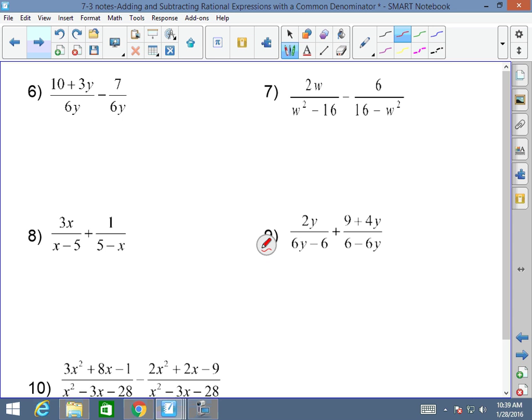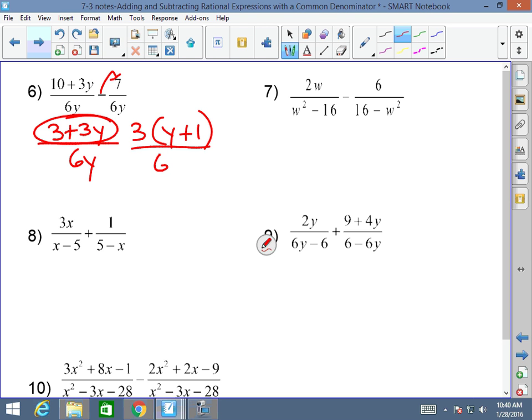How do we do this one? What do we do here? This is just negative 7, right? So what's 10 minus 7? 3 plus 3y over 6y. What can I factor out of the numerator? A 3. What will that leave me with? y plus 1. You can put 1 plus y, but I like to put things in standard form, and it's not me, it's math. Over 6y. Can I reduce this at all?